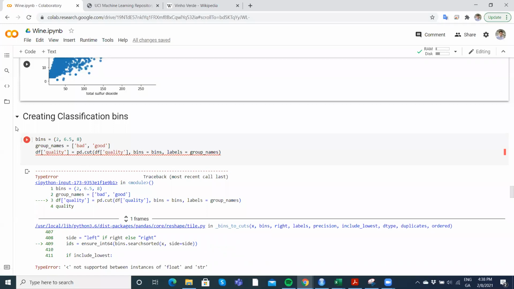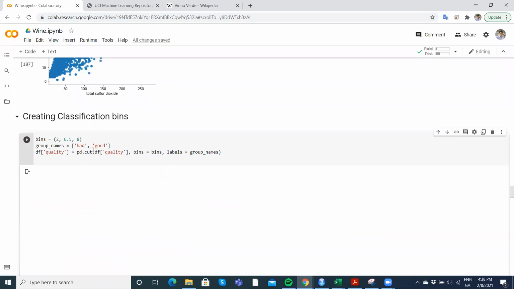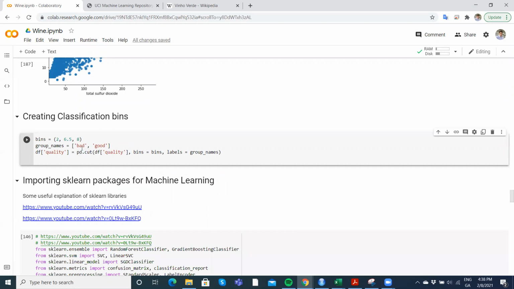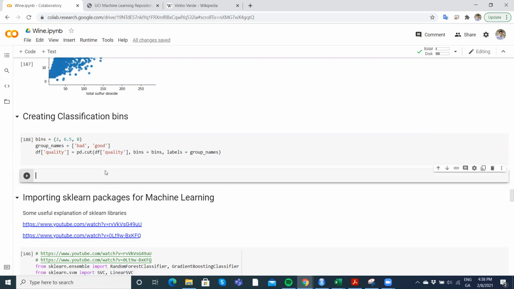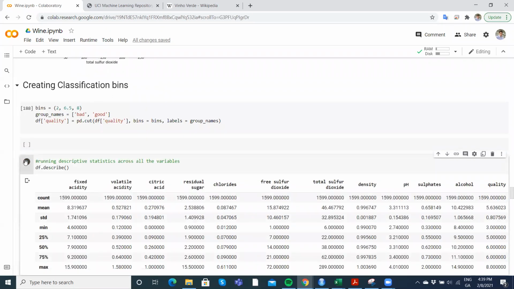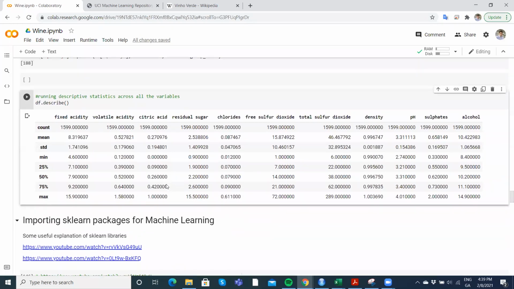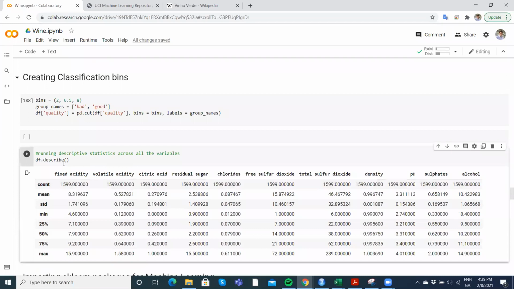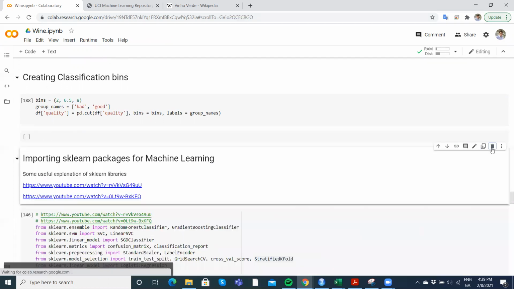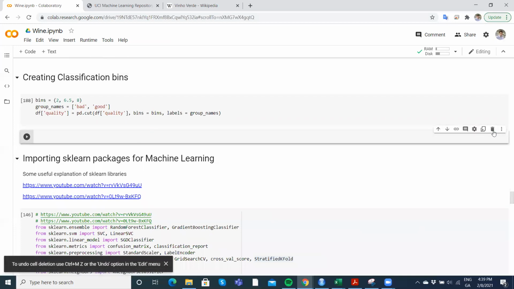Okay, so we run that command again. It'll now organize it as bad and good. We could possibly just take a look, Control V and run again, and you'll see when we run the df.describe, we're getting good and bad, right, in terms of what we have here. So that's fine. Let's just remove that and take this one out.